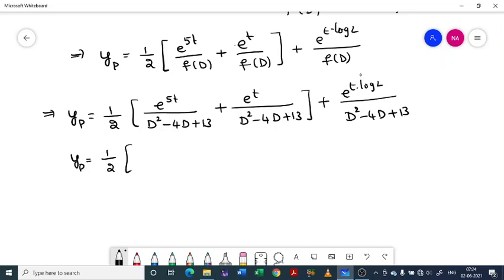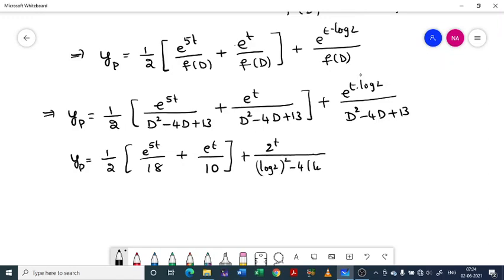then you can check that the value you are going to get will be e power 5t divided by 18, plus e power t divided by 1 minus 4 plus 13, 14 minus 4, that is you get 10. So this plus this is actually 2 power t divided by log 2 whole square minus 4 into log 2 plus 13.